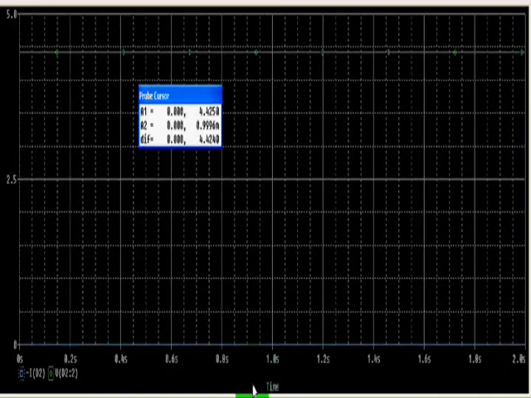This is a simulation of the same circuit, but this time we measured the voltage across the Zener diode. And we can see that the breakdown voltage for that particular diode is 4.425 volts.